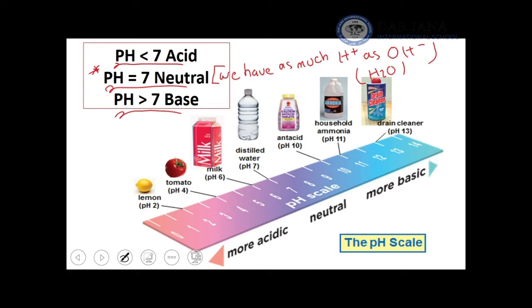Okay, so we have lemon here, which has a pH of 2, tomatoes 4, so tomatoes are weaker than the lemon. Then you go to the milk, pH equals 6, still an acid. Water 7. Now antacid, which has a pH of 10, is kind of a weak base. Then household ammonia, pH equals 11. Drain cleaner, which contains NaOH, is a very strong base, with a pH of 13.